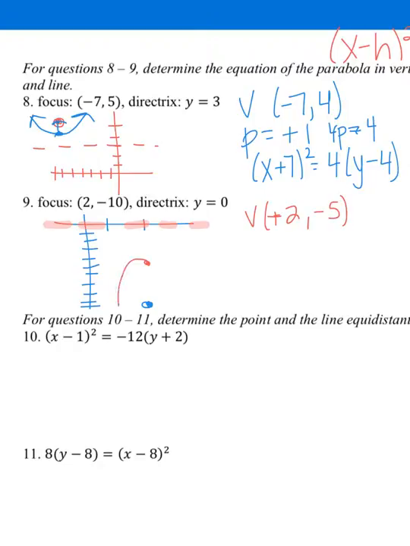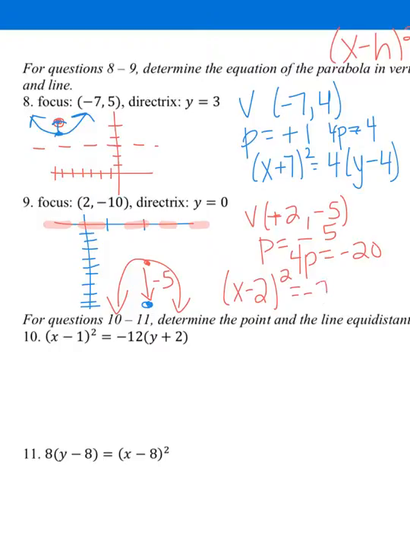It is going to be concave down because the parabola looks like it's going to hug the focus. It's going around it. And that means if it's concave down, that p is negative. So p, from vertex to focus, you are going down 5. So p is negative 5, which means that 4p is negative 20. And that's what gets plugged into your equation. So your answer to number 9 should be (x - 2) squared equals -20(y + 5).